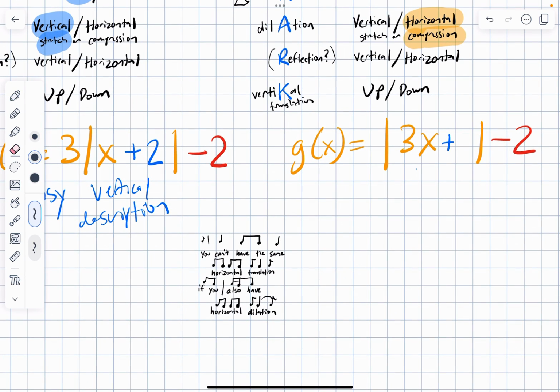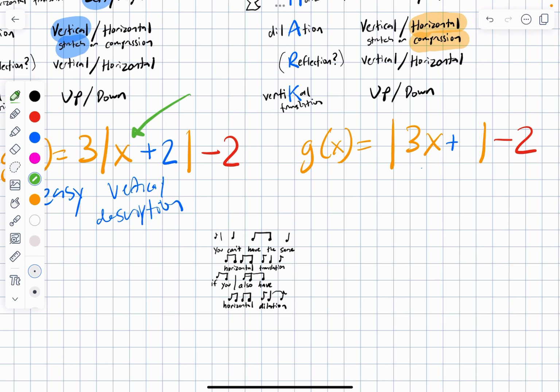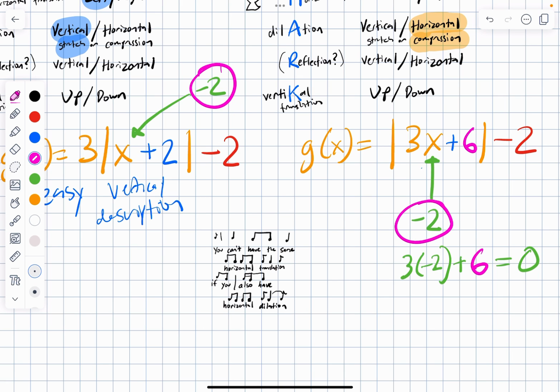So I know here I want my vertex to be -2. What if I put -2 in here? That's 3 times -2. How do I make it equal to 0? It's going to be plus something, not +2. It's actually going to be +6. So in both cases, -2 is our vertex.